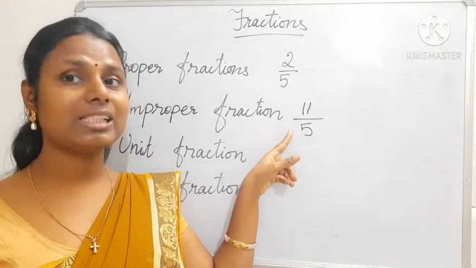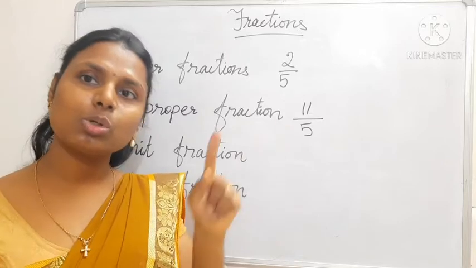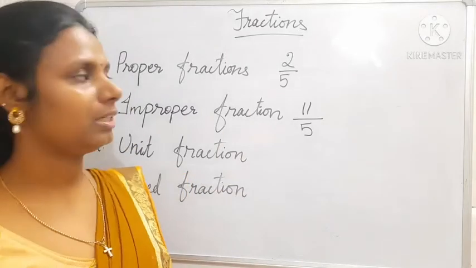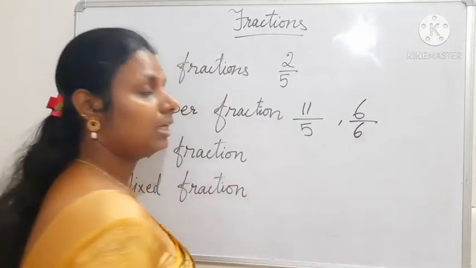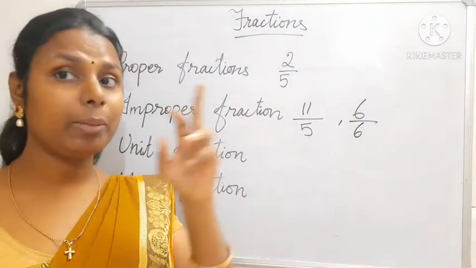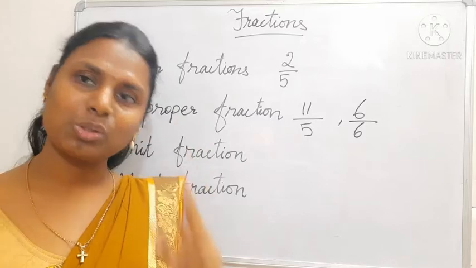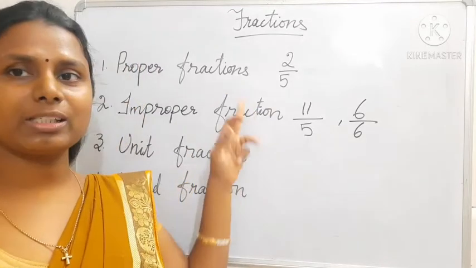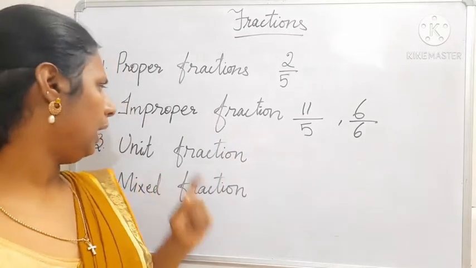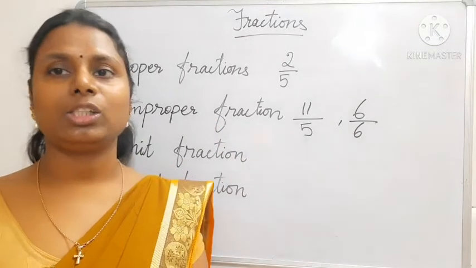Even if both are same, that is also called improper fraction. If you are getting like this 6 upon 6, this is also called improper fraction. Have you got it? What is proper? What is improper? Okay. Let us go to the next one.